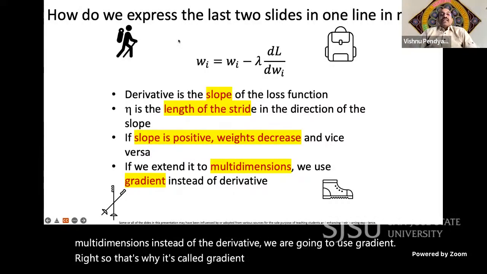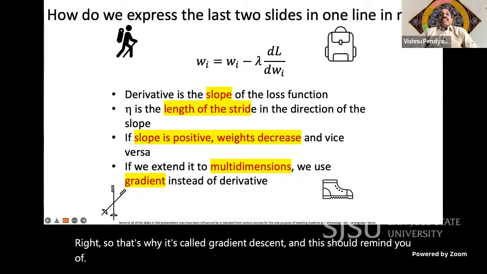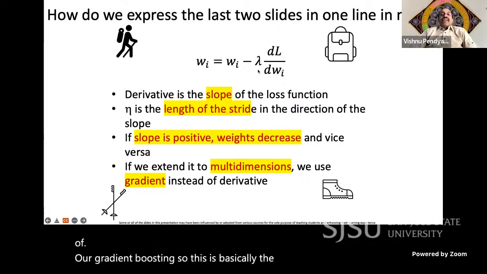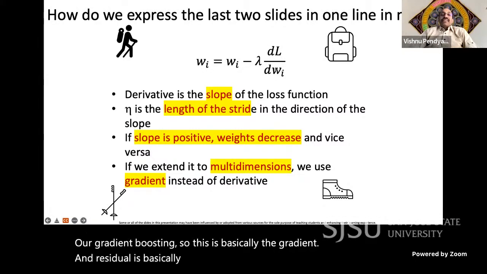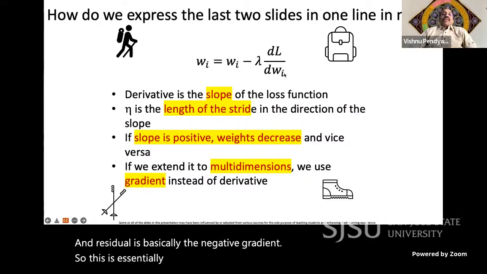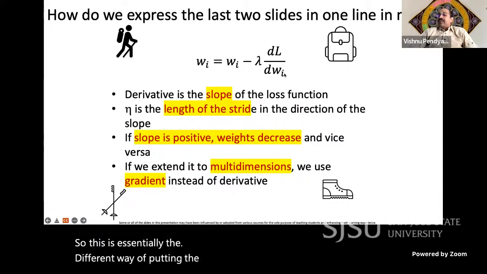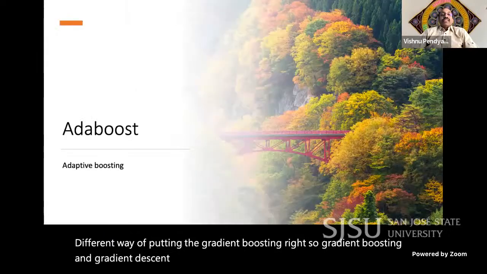And this should remind you of our gradient boosting. So this is basically the gradient, and the residual is basically the negative gradient. So this is essentially a different way of putting gradient boosting, right? Gradient boosting and gradient descent are not too different from each other.